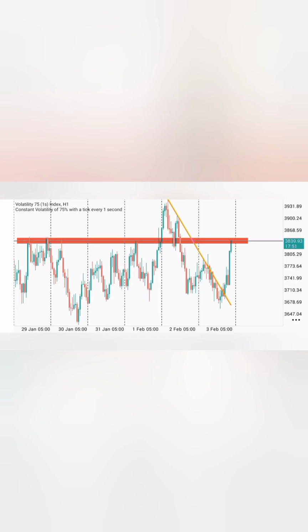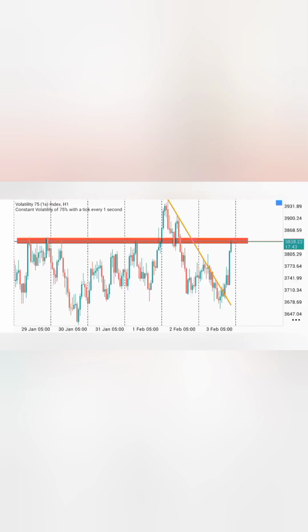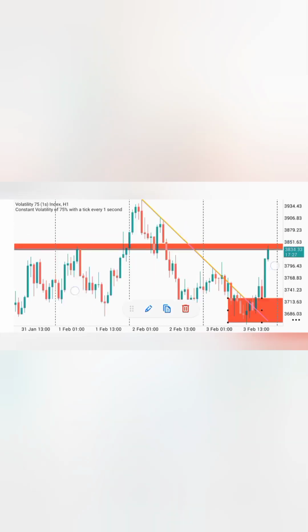So what do I do? I connect my trend line. Is that not so? And then I expect the market to violate my trend line. And when that violation happens, I begin to look for opportunity, to expect a buy. So first thing first, look at this place. Let me zoom out.